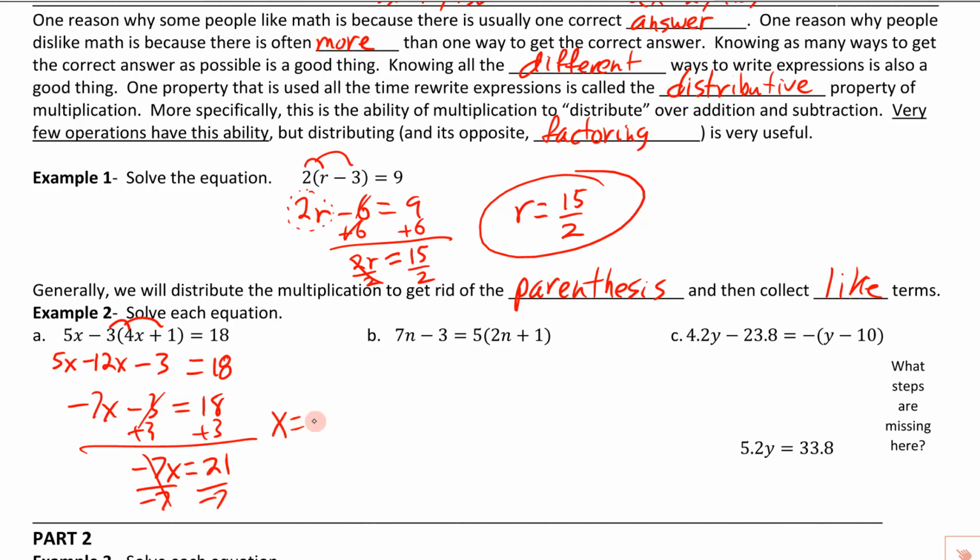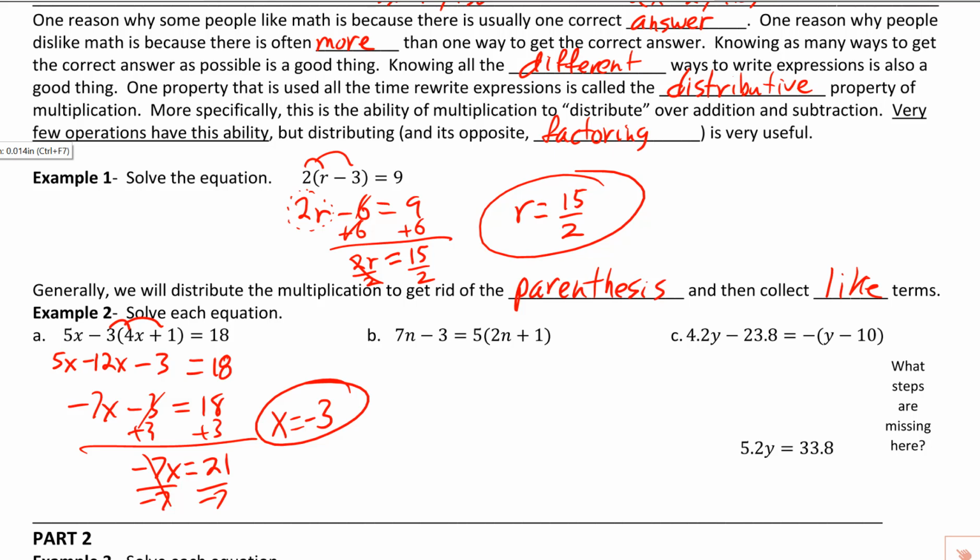This is a positive divided by a negative, so the answer is definitely going to be negative, and we get lucky on this one. 7 does go into 21 evenly. It goes in there 3 times. So on this particular one, we get an integer answer of x equals negative 3. So we'll take a look at the next one.